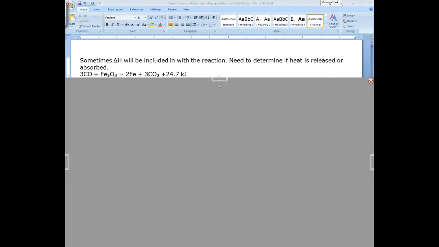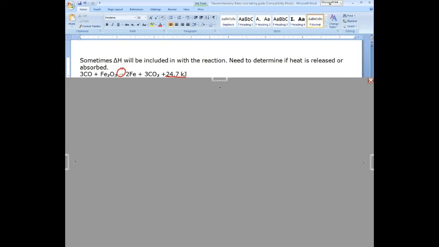What you need to remember for this: one, we can see heat. Heat is going to be either a number or the word heat in the reaction. So you can see it right there, that 24.1 kilojoules. It might also be in joules, or it could just be the word heat. And we have to remember how to read the symbol that is the arrow. That arrow is a symbol for produces, yields, or forms.